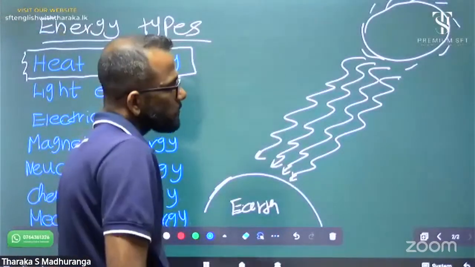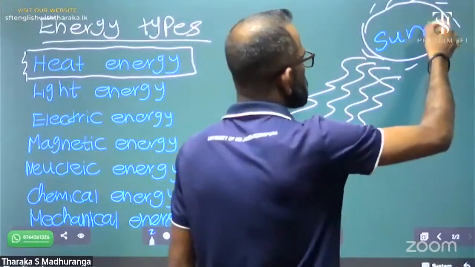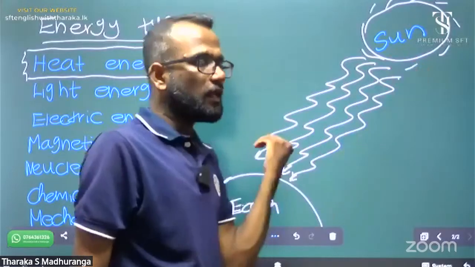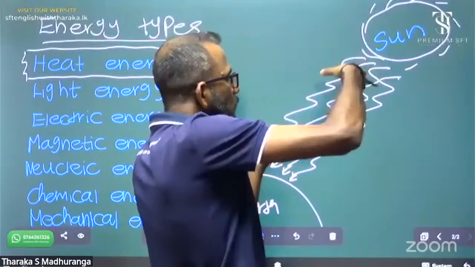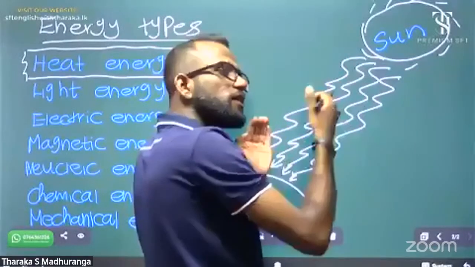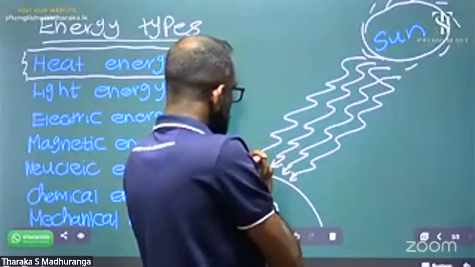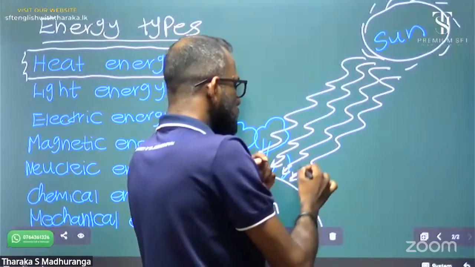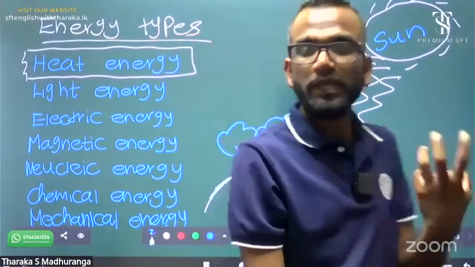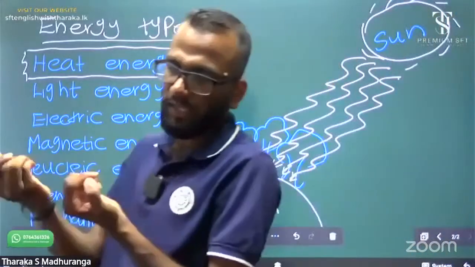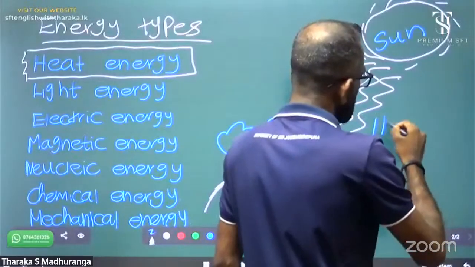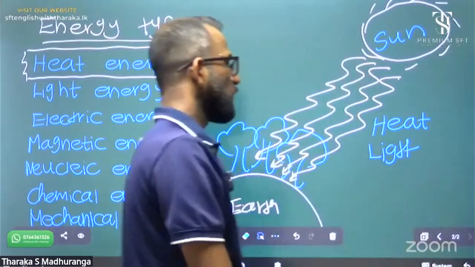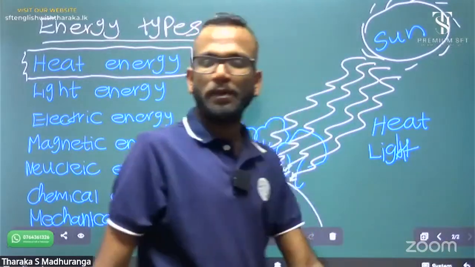Okay. Now, sun to earth, heat transfer by electromagnetic wave. Actually, the main energy source transfers heat to the earth. Then what happened to the plants and different objects on this earth? They absorb heat energy, actually heat with light. Heat energy plus light energy.